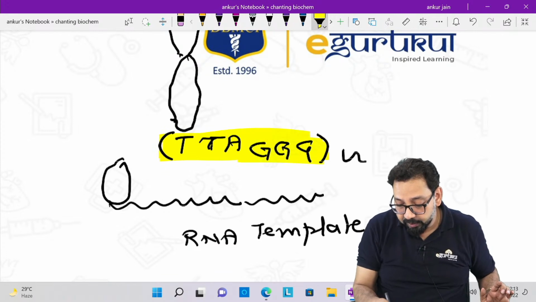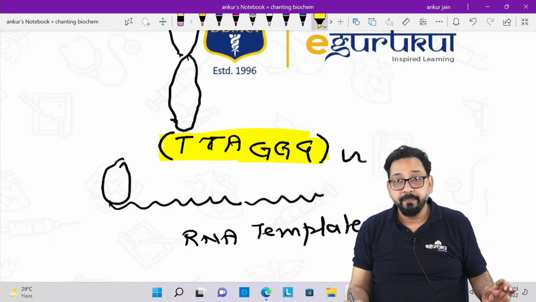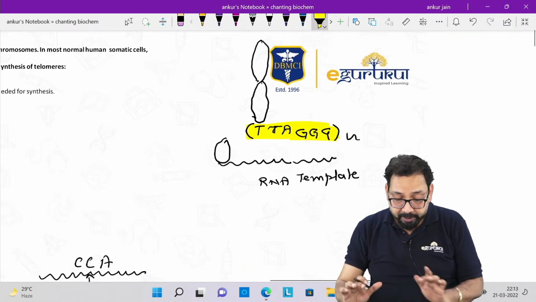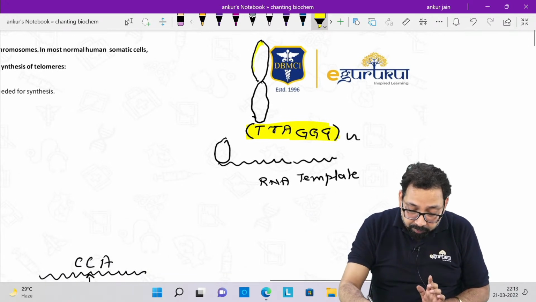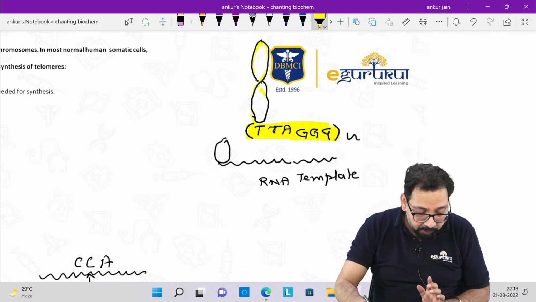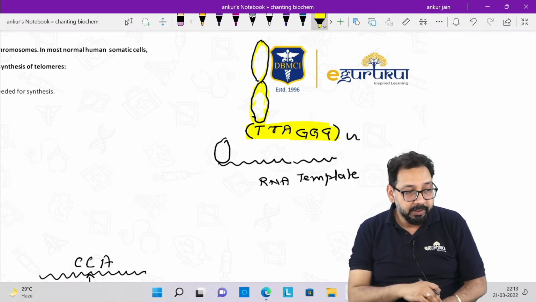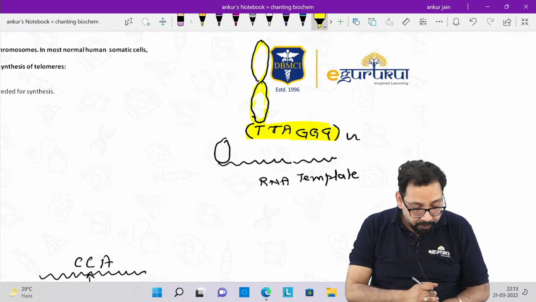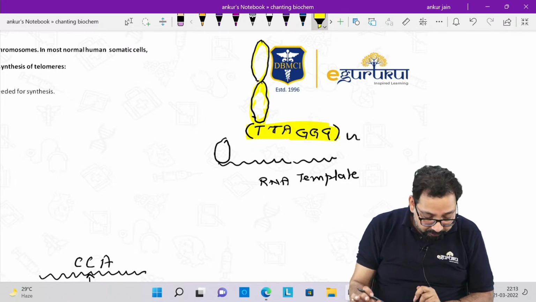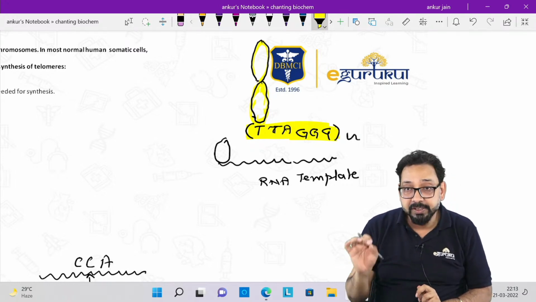TTAGGG. This is telomere. These are found multiple times at the linear end of chromosome. So a question is asked on telomere: TTAGGG, TTAGGG, TTAGGG.